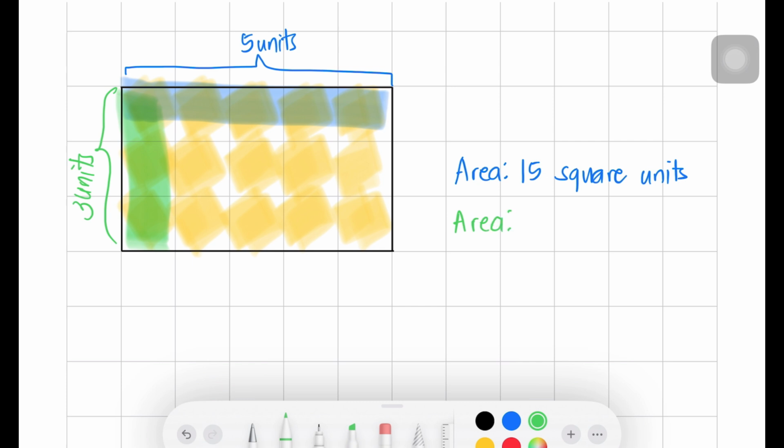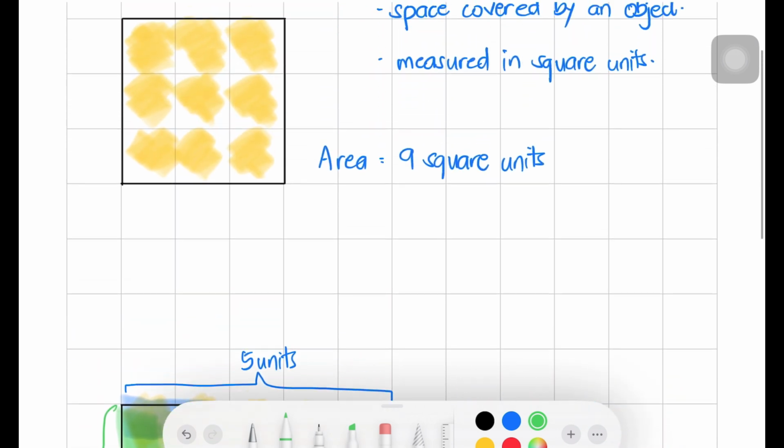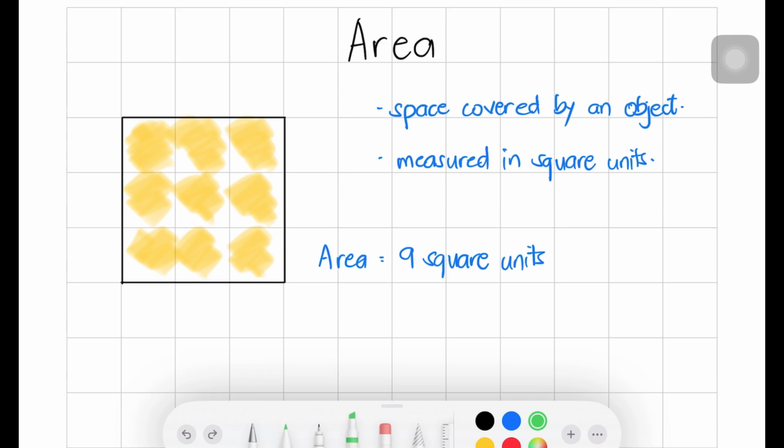We can see that length times the breadth of the rectangle will also give us the area, which is 15 square units. So another way of getting the area of a figure is by multiplying its dimensions. This only applies with squares and rectangles.